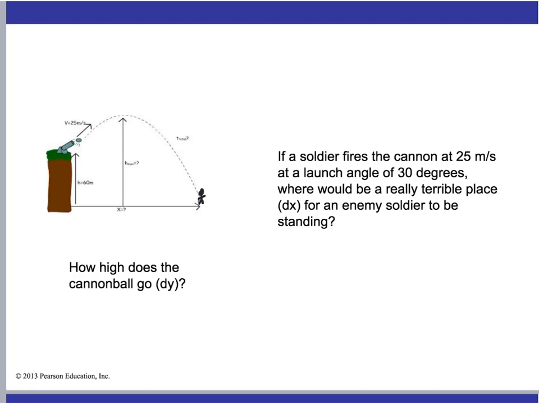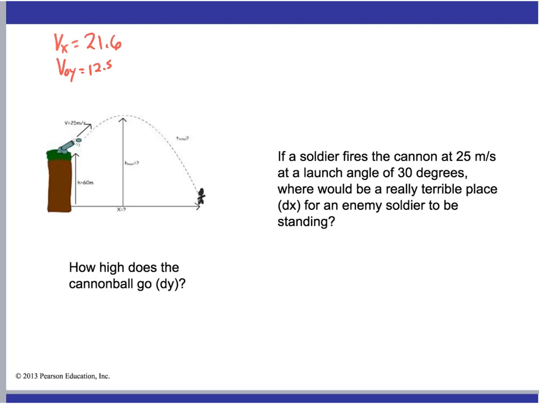Okay, so if you'll remember, our very first thing to do is to break it into components. So we're going to do that first. Vx is equal to 25 cosine 30, and 25 cosine 30 is 21.6, and 25 sine 30 is 12.5.